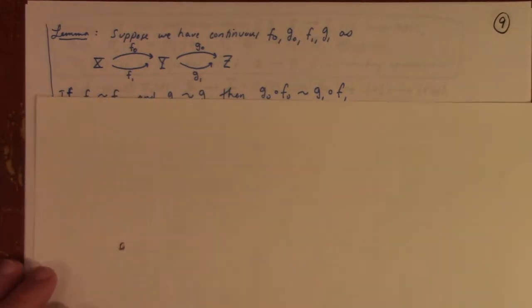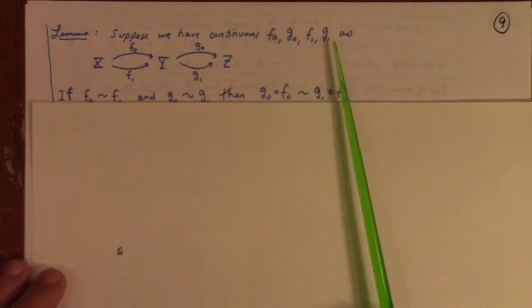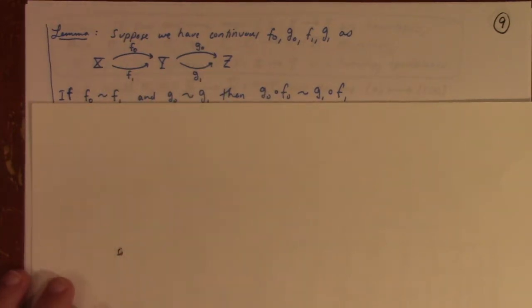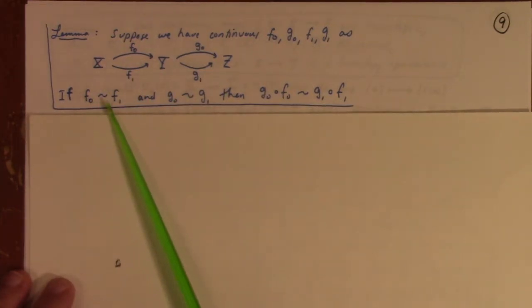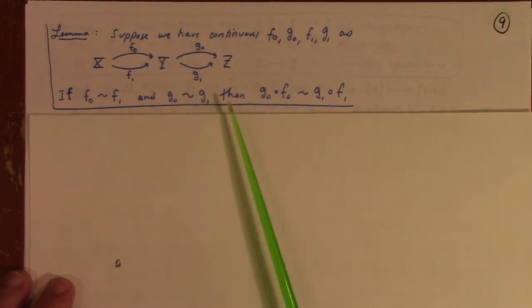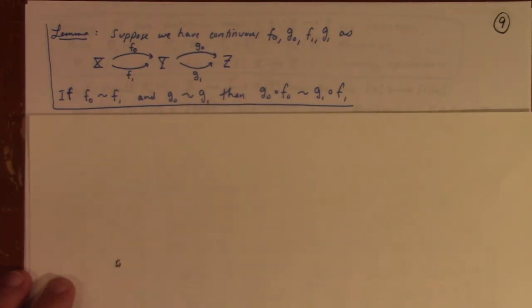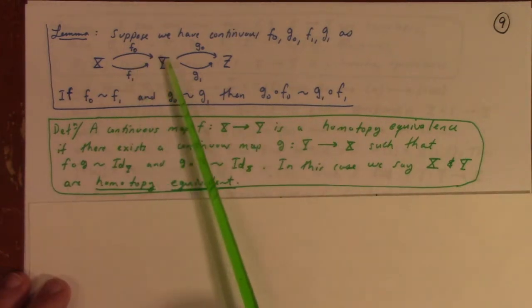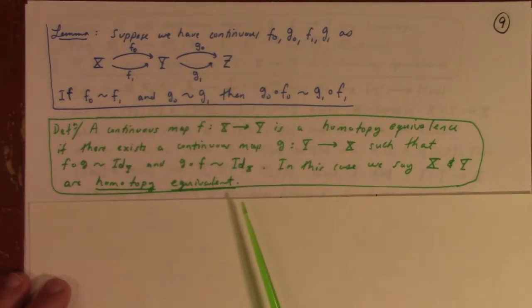If we have continuous maps f0, g0, f1, g1 strung out so they can be composed, and if you have equivalence of f0 and f1, and equivalence of g0 and g1, then their composites are likewise equivalent. I think the proof is straightforward, but I'm skipping it.